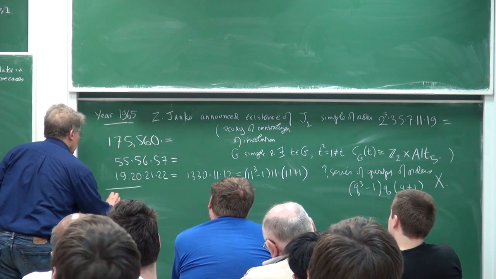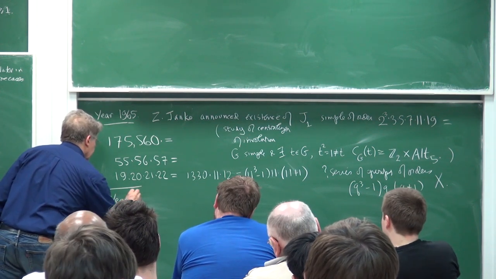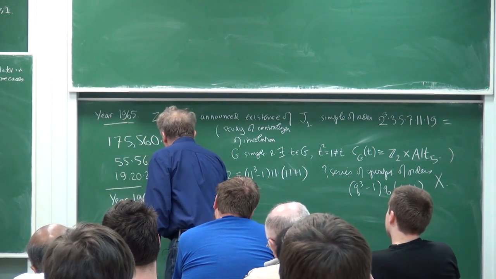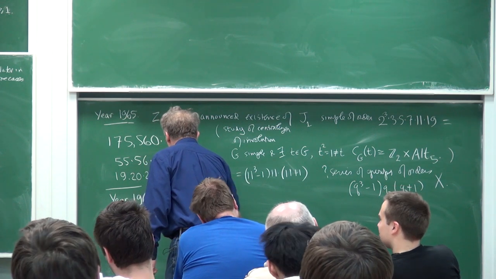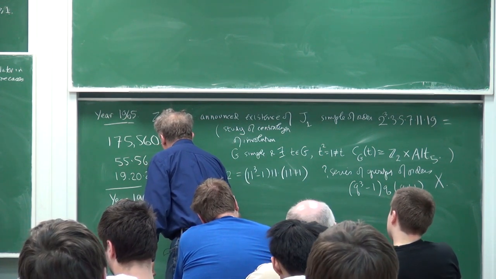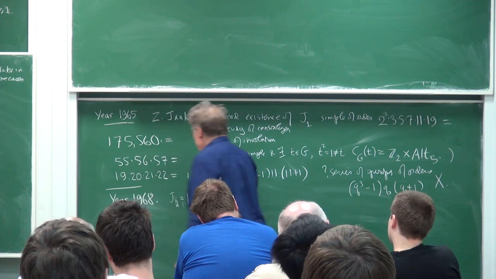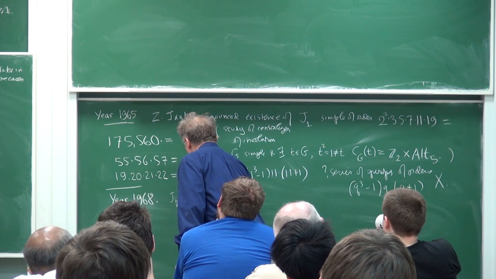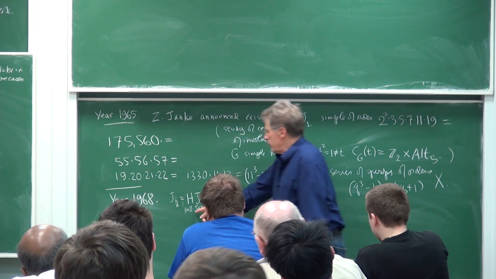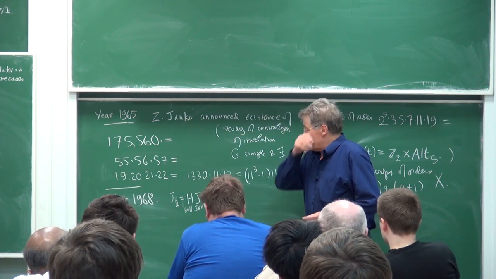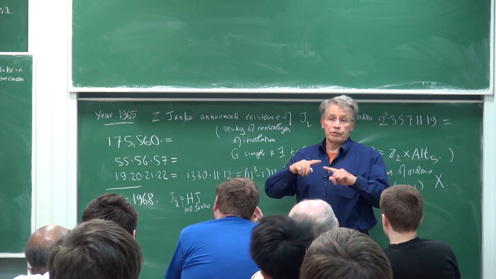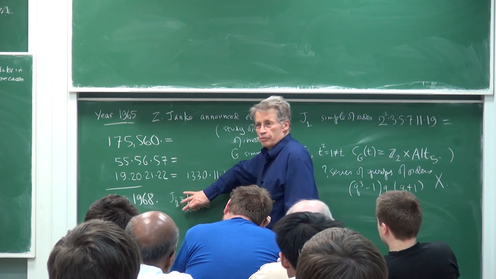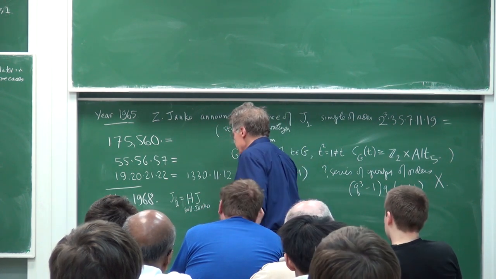And then, not long after that, 1968, that was a really good year. We've got more groups. The second group of Janko, which it would be more fair to call the Hall-Janko group. And they did publish about the same time, and each author referred to the other author's contribution. But somehow J2 is a little easier to write than Hall-Janko. Life's not always fair, right?